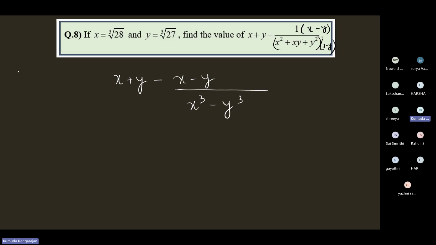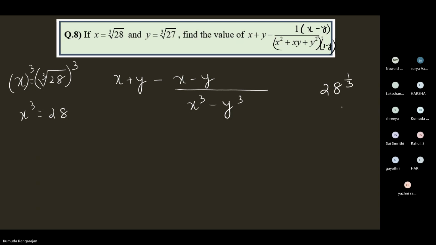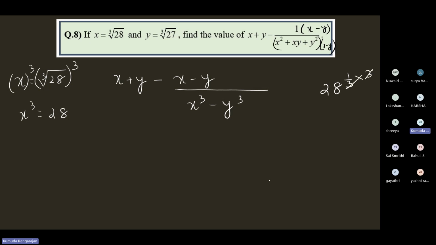Now, what's the value of x cubed? If x is equal to cube root of 28, cube it on both the sides. So x cubed is equal to 28. Cube root of 28 means 28 to the power 1 by 3, and the whole cubed is 28 to the power 1 by 3 into 3. So the 3 cancels, so it's 28. x cubed is equal to 28.